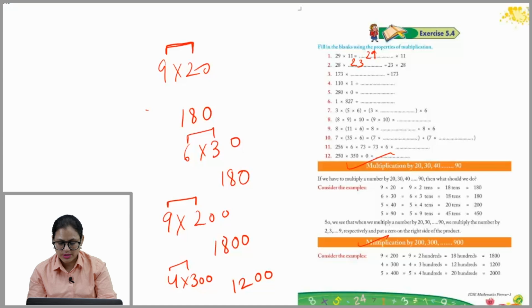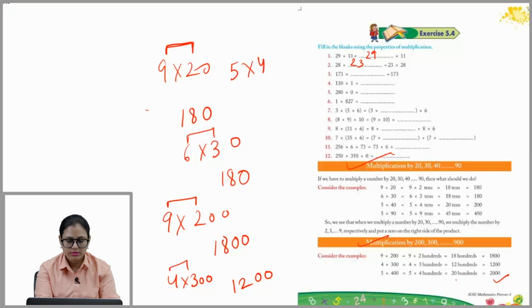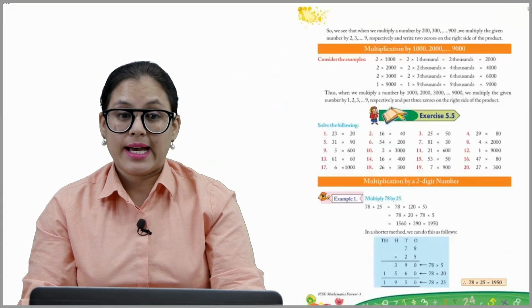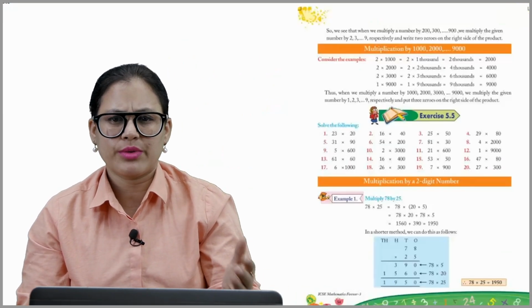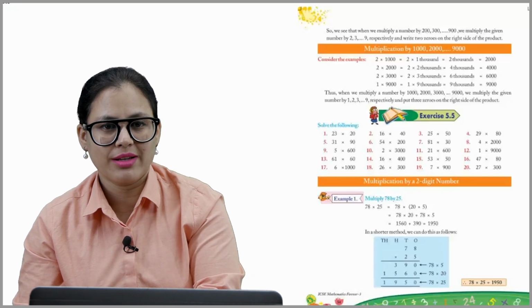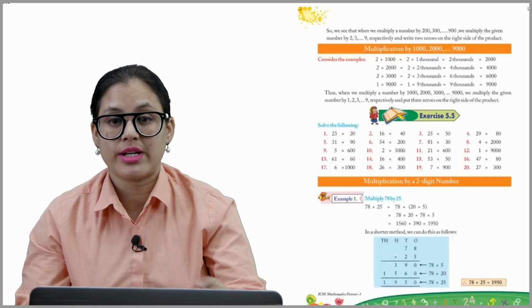5 into 400 is equal to 2000. How? See, 5 into 400. 5 into 4 is 20 and put 2 zeros here. So we see that when we multiply a number by 200, 300 and so on, we multiply the given number by 2, 3, 4 up to 9 respectively and write 2 zeros on the right side of the product.